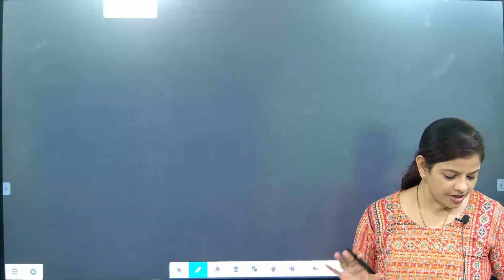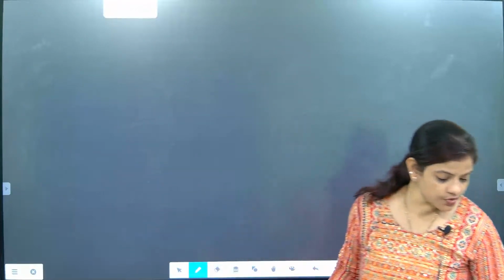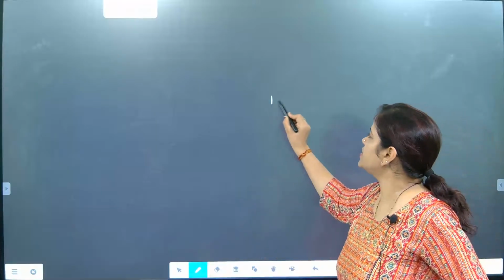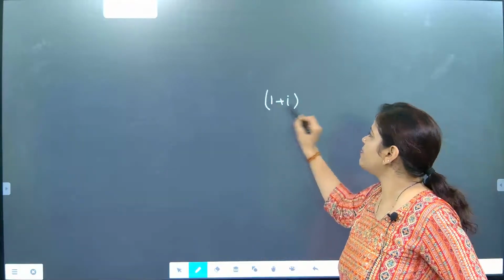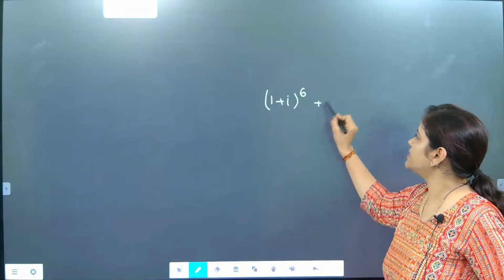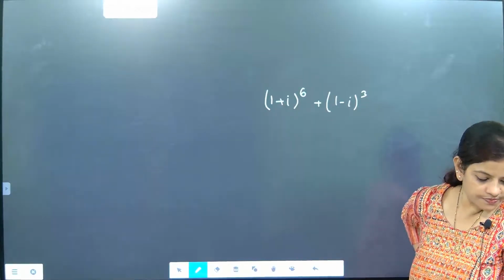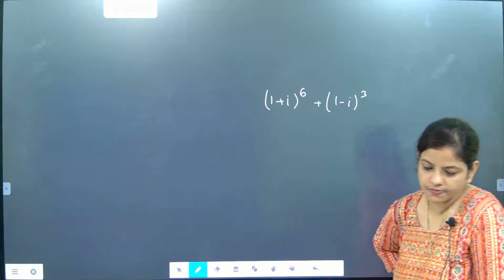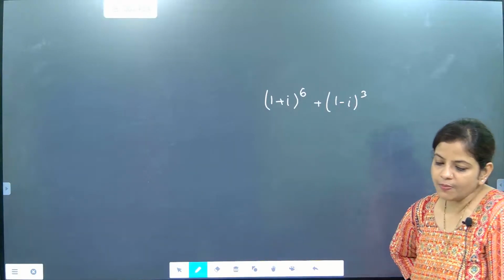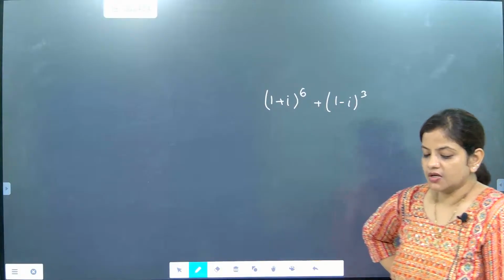Now, imaginary numbers: whenever we discuss numbers, they will come up as imaginary in different sections. Now, one question is there, solve it and tell me the value. The question is (1 plus i) to the power 6 plus (1 minus i) to the power 3. Come on, solve this question.